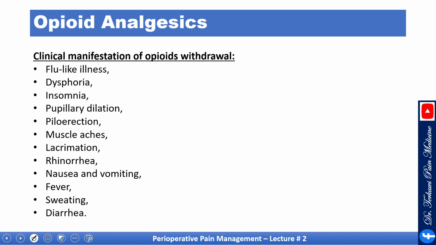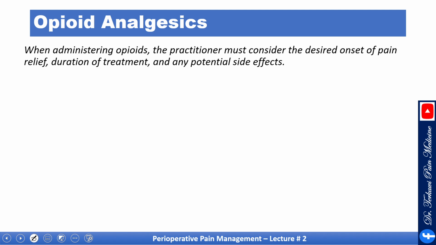Clinical manifestations of opioid withdrawal. Very important to familiarize yourself with this list. So: flu-like illness, dysphoria, insomnia, pupillary dilation, muscle ache, lacrimation, rhinorrhea, nausea, vomiting, fever, sweating, and diarrhea.